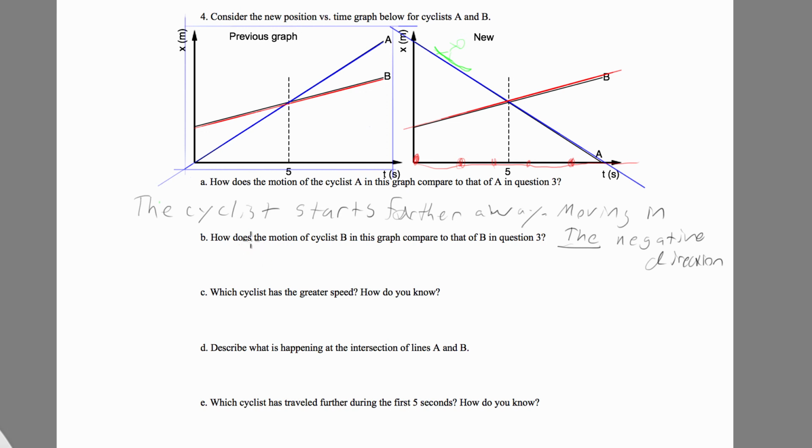How does the motion of cyclist B in the graph compare to that of B in question 3? They look the same, so they're the same. They are the same. Please use full sentences. Sometimes I don't on here, but it's because I don't like writing with the stylus very much. Which cyclist has the greater speed? How do you know?